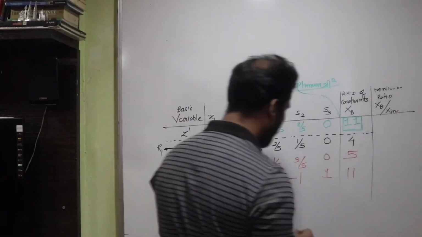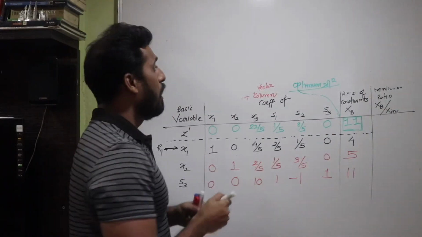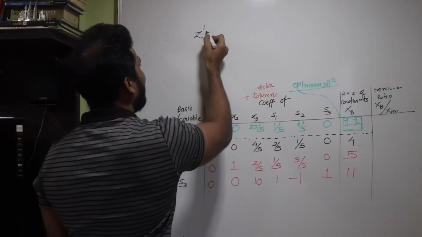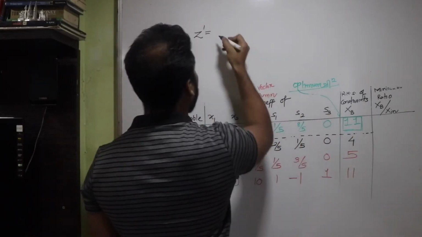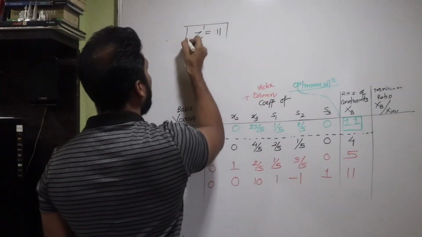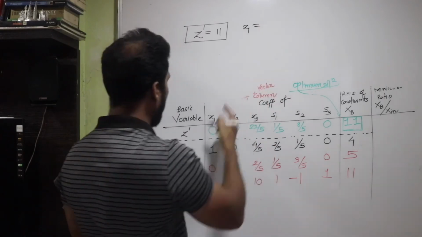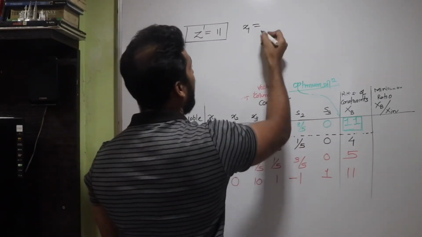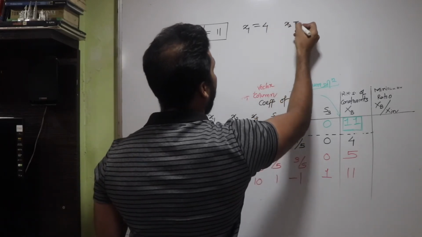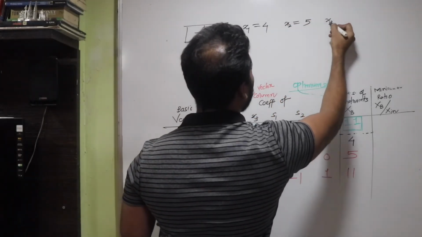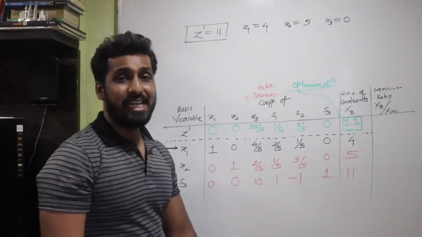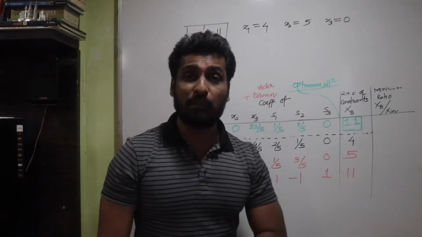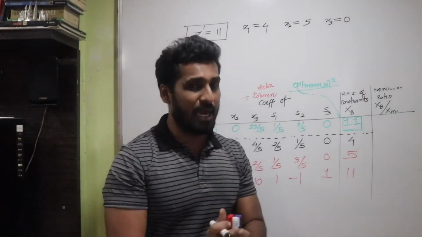So students, the final solution is going to be, we have z dash has come 11, isn't it? Z dash has come 11. x1 we have got, all the entries will be obtained from xb column. x1 we have got 4, x2 we have got 5. Since there is no entry of x3, it is going to be 0. Now this table has been obtained for maximizing type, isn't it?